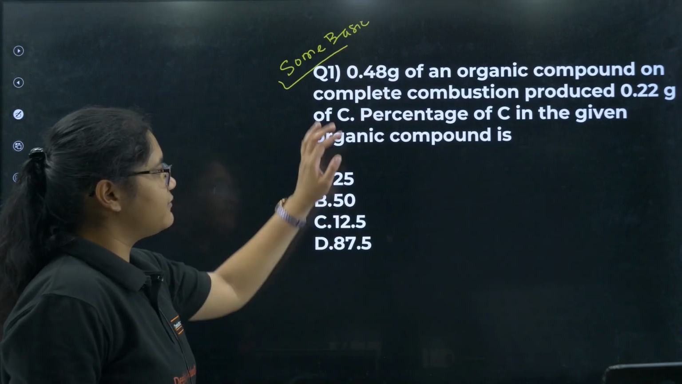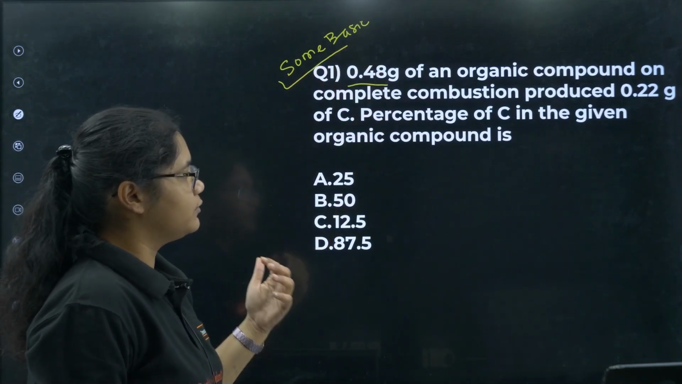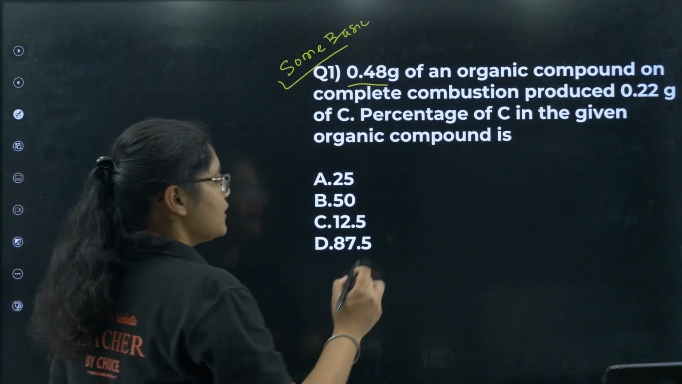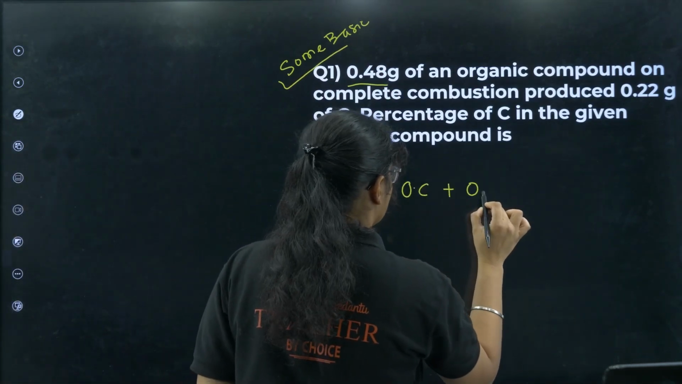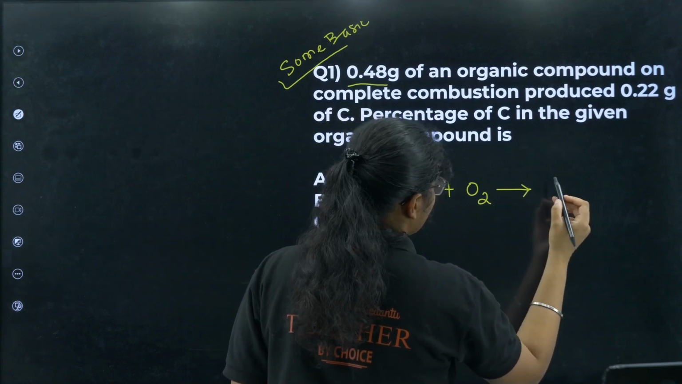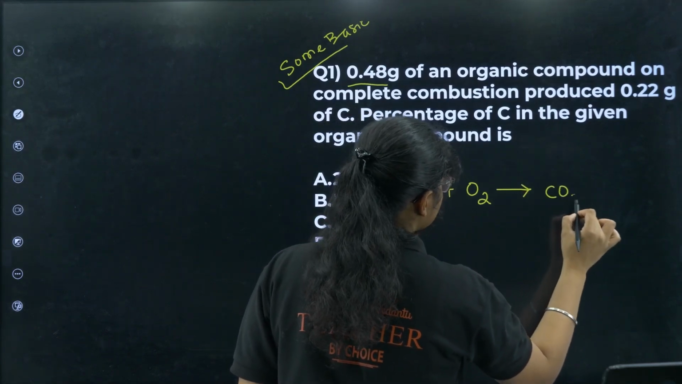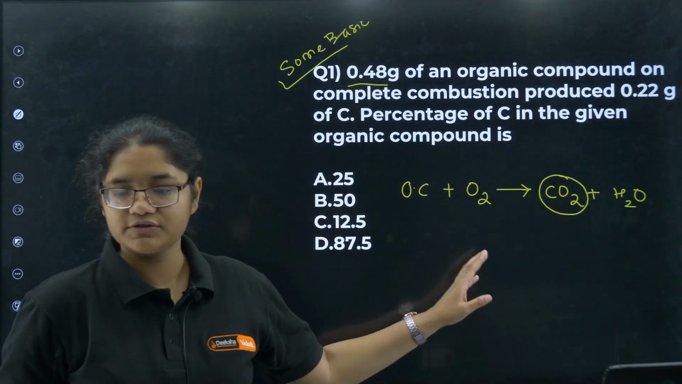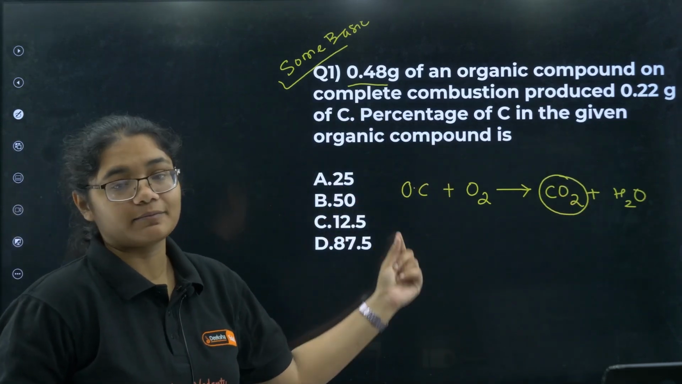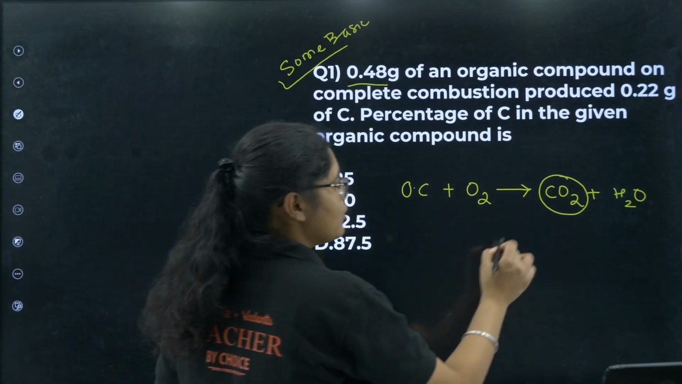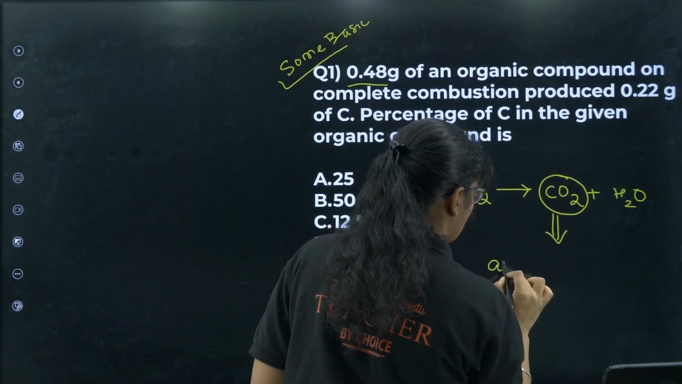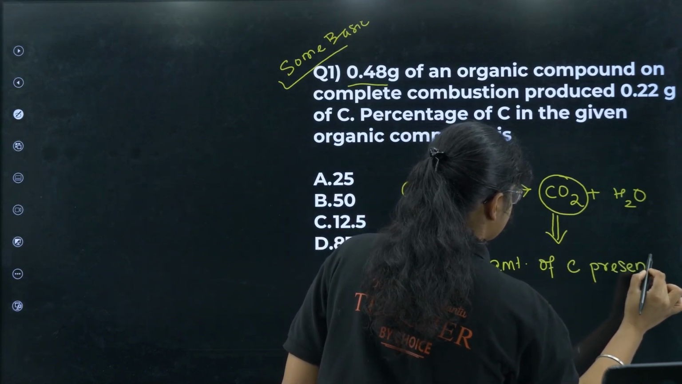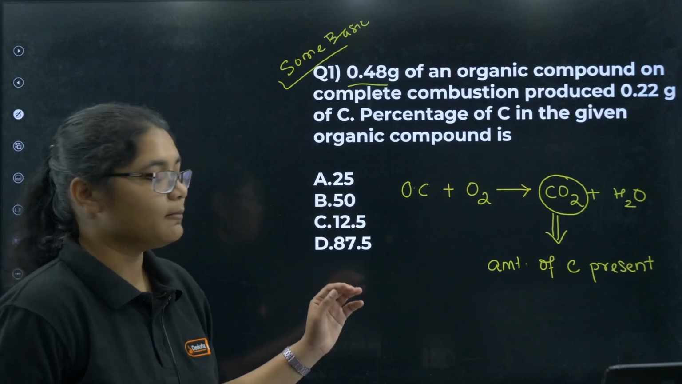So what is it? You have an organic compound 0.48, and when you heated it, you combusted it, you got 0.22 gram of carbon dioxide. Now if you remember, any organic compound, if it undergoes combustion, you get CO2 and water, right? And whatever is the amount of CO2 produced, from that we can calculate how much carbon is present in that compound, right? The amount of carbon dioxide gives you information about the amount of carbon present.